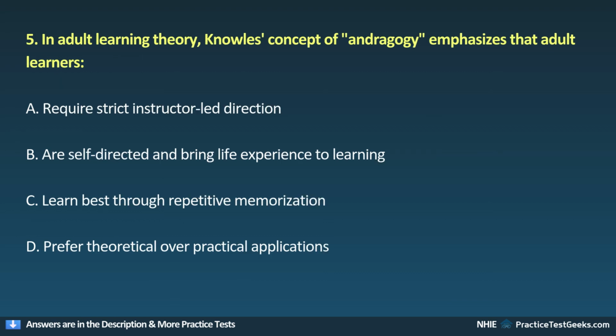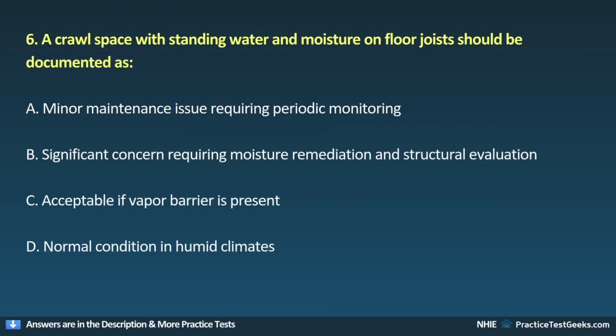5. In adult learning theory, Knowles' concept of andragogy emphasizes that adult learners A. Require strict instructor-led direction, B. Are self-directed and bring life experience to learning, C. Learn best through repetitive memorization, D. Prefer theoretical over practical applications.